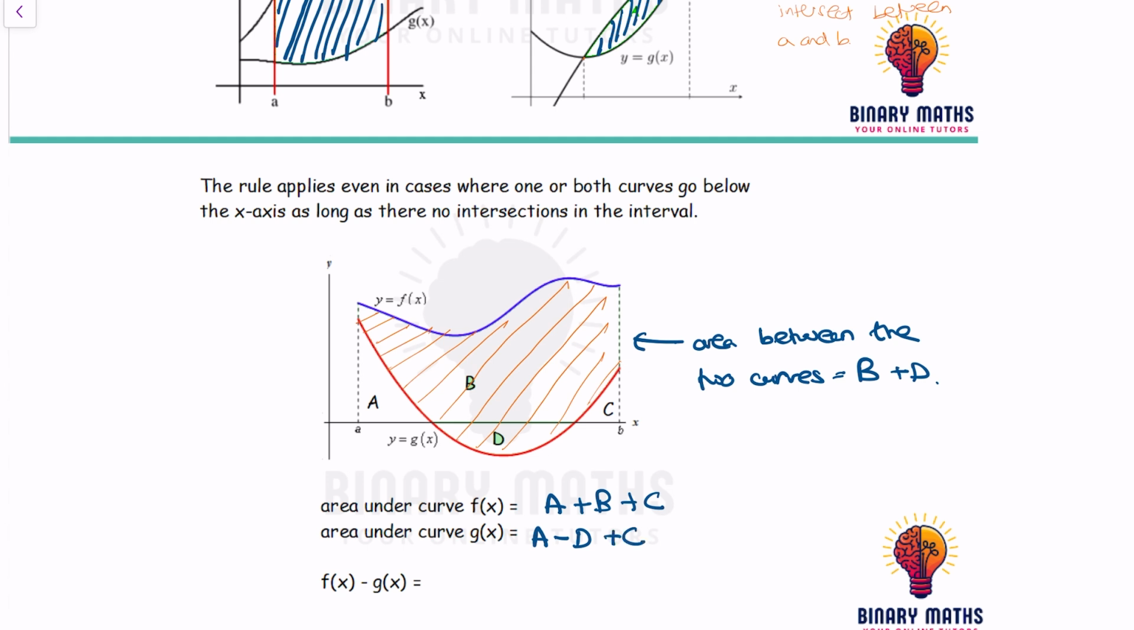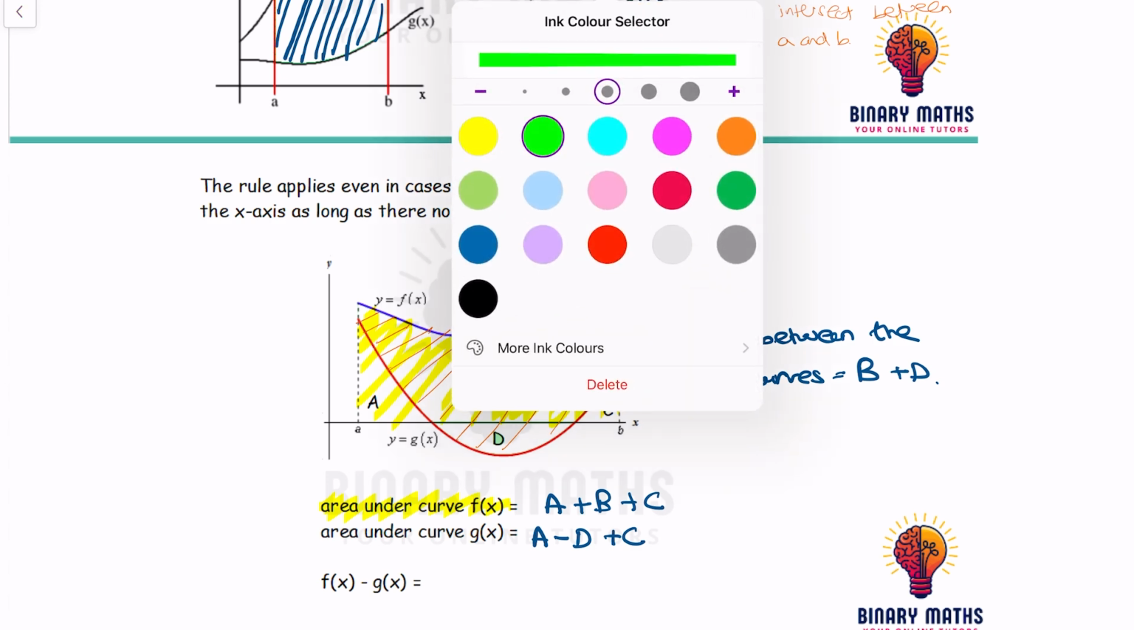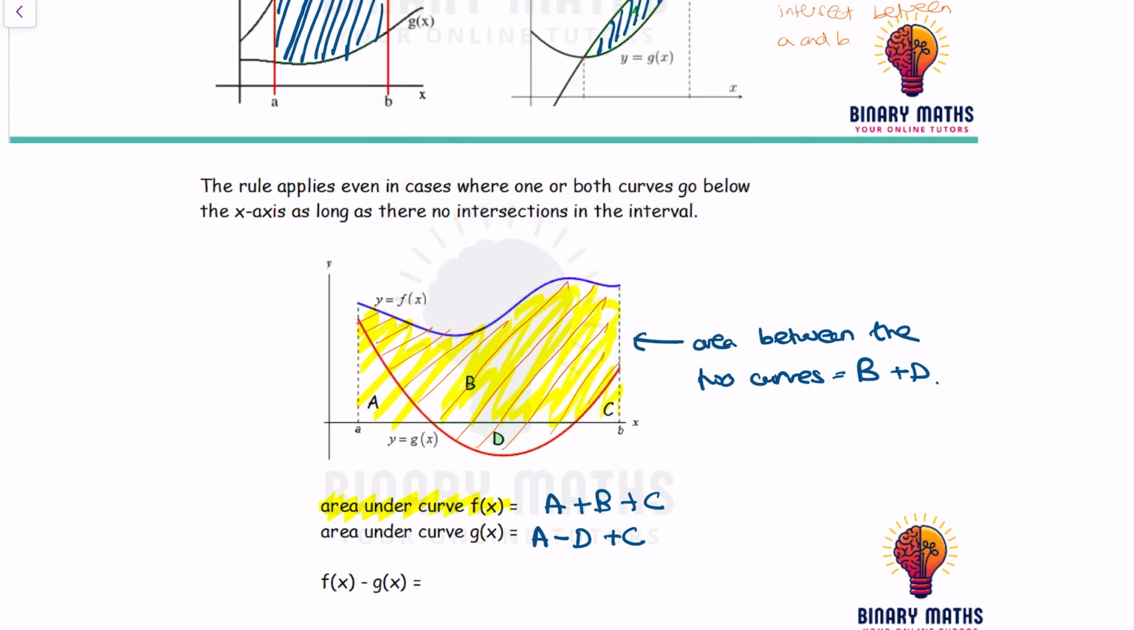So if I highlight it, for the first one, area under curve f of x is a plus b plus c, because it's all of this. That's the first one. Okay, if I change it to area under curve g of x, then under g of x is going to be this part, which is a, this part, which is c, and the d, but because it's below the x-axis, I need to subtract d.